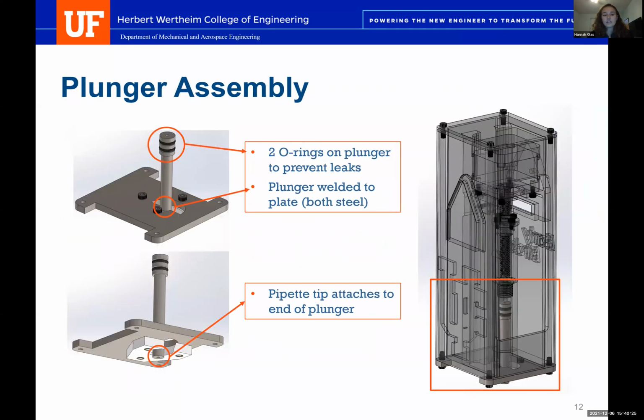So for our plunger assembly, it's made out of steel and it's split into 2 major pieces. We have our plunger and our plate. The plunger is actually welded here to the plate, and then the plate attaches to the bottom of the housing here. The plunger itself has 2 O-rings to prevent leaking, and the tip connects to the bottom of the plunger here.